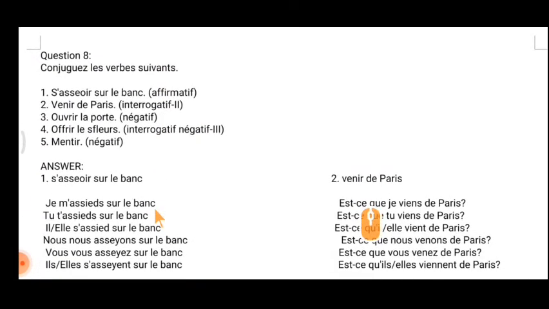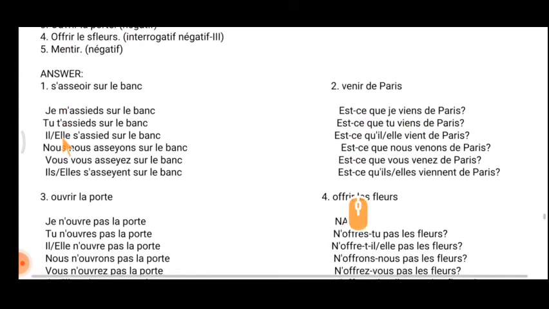Next, conjugate. So this is one important thing. Definitely this will be asked, and you have 30 marks for your conjugation. So let us revise just once.